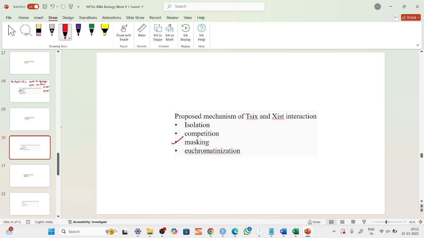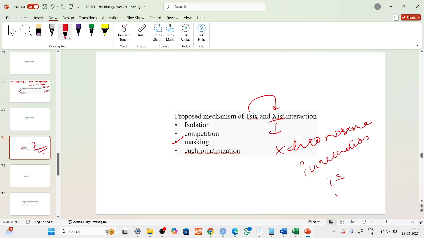So you should understand that the interaction between T6 and cyst can be described as masking, because T6 binds and prevents the stabilization of cyst RNA. It is masking the work of cyst RNA, preventing it from initiating the inactivation process. So if T6 comes and binds to cyst, the X chromosome inactivation is halted. So this masking mechanism ensures that the chromosome expressing T6 remains active while the other undergoes inactivation.